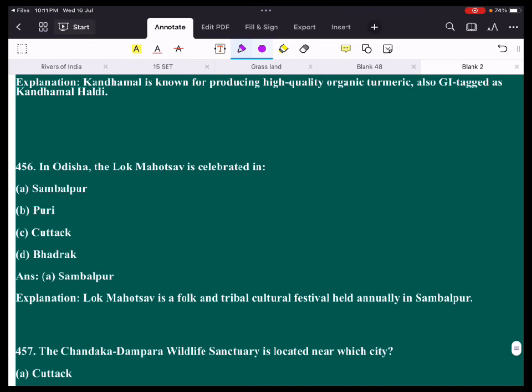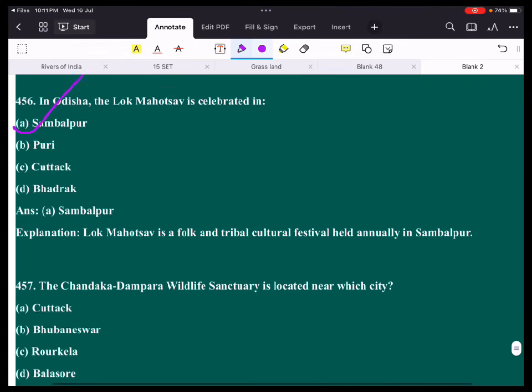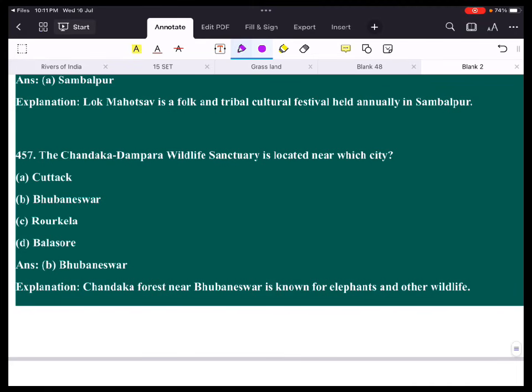In Odisha, the Lok Mahotsav is celebrated in option A, Sambalpur. The Chandaka Dampara Wildlife Sanctuary is located near which city? That is option B, Bhubaneswar.